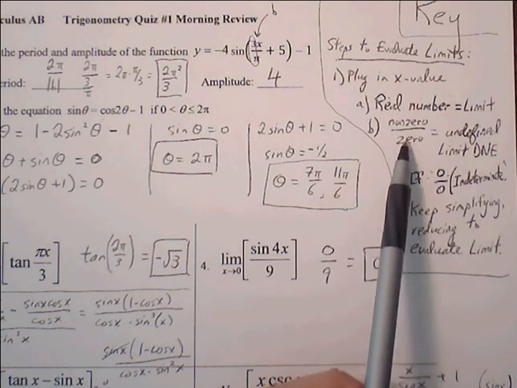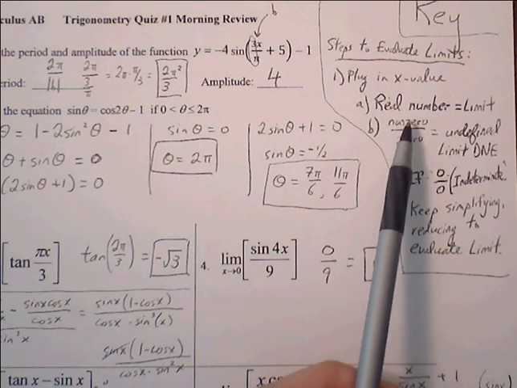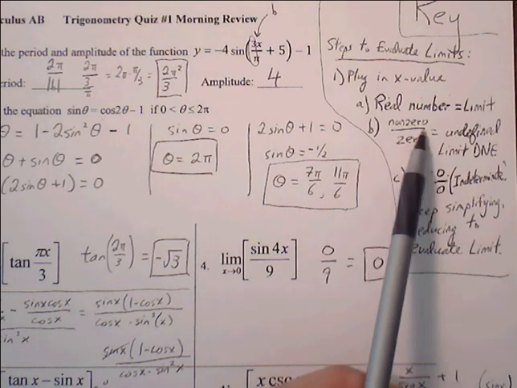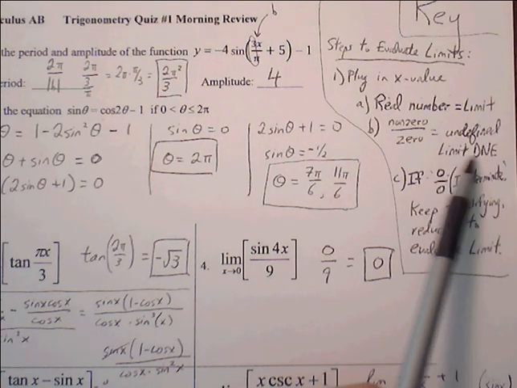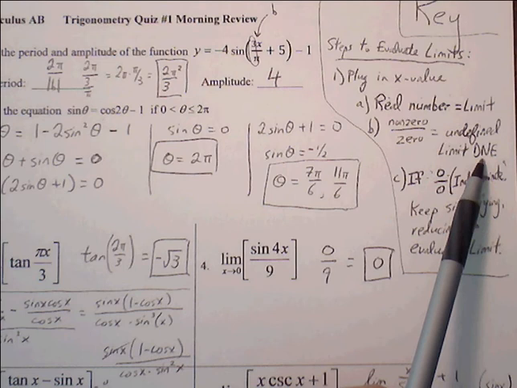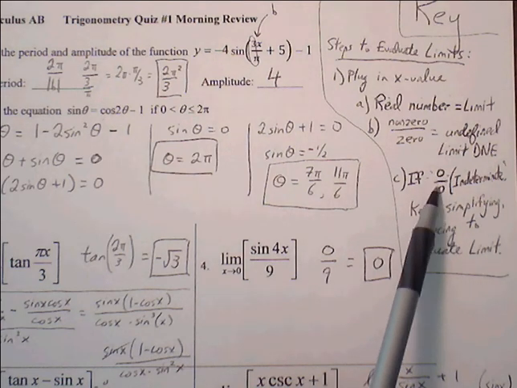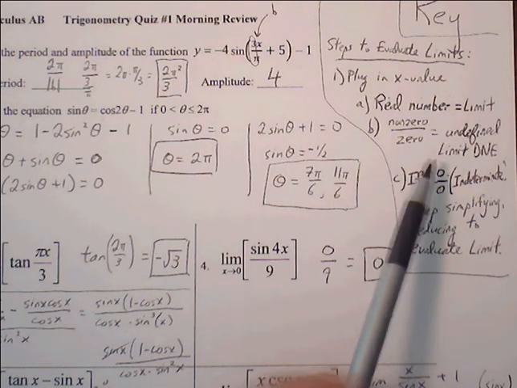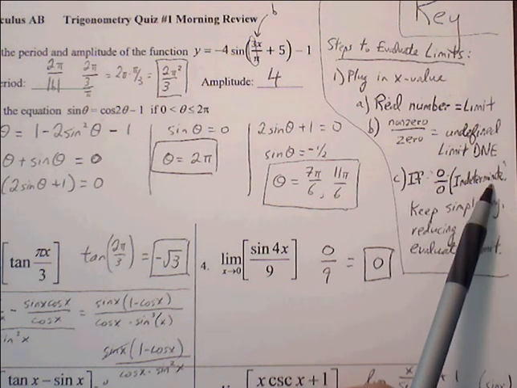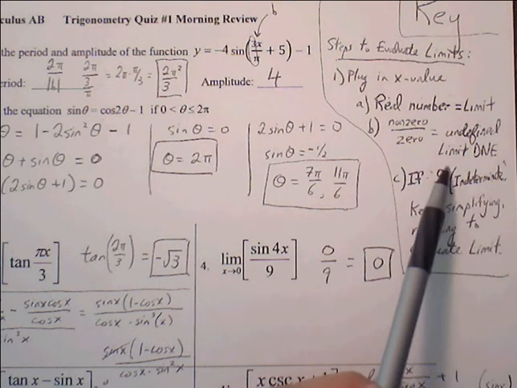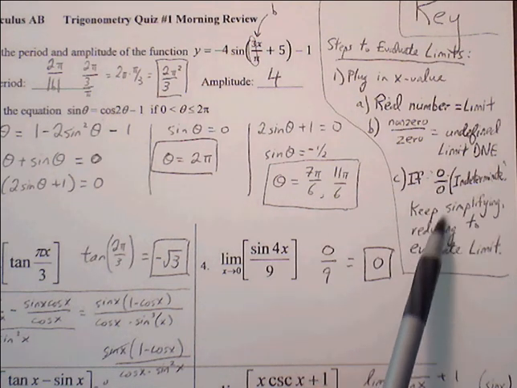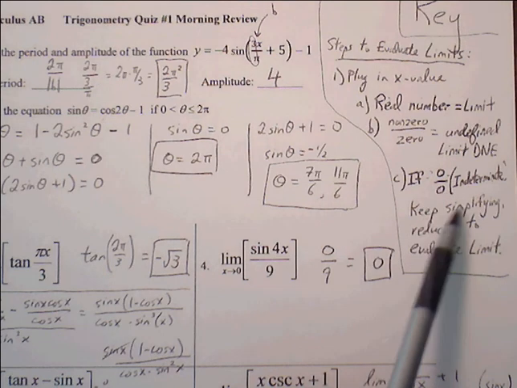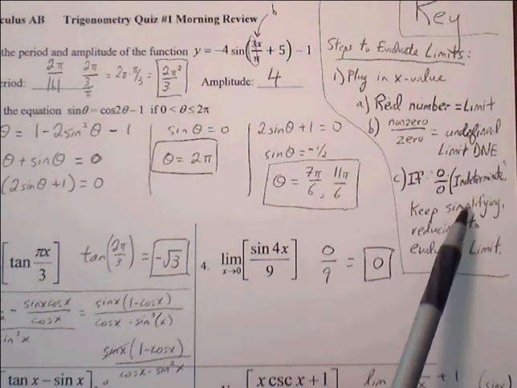If we plug in the x value and get a non-zero over a 0, let's say 6 over 0 or 10 over 0, then that means the limit is undefined. The limit does not exist, and that's the end of the answer. If we get 0 over 0, then that tells us this is an indeterminate form, that we can keep going with this problem. If we simplify and reduce, we should be able to work our way down to a real answer, a limit.